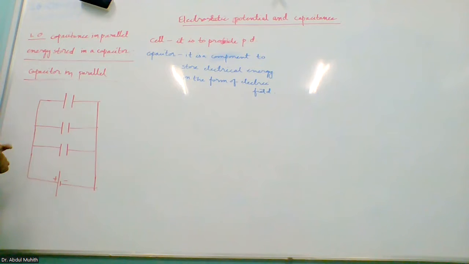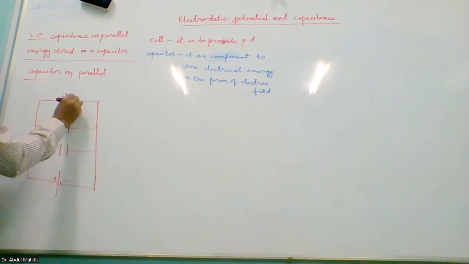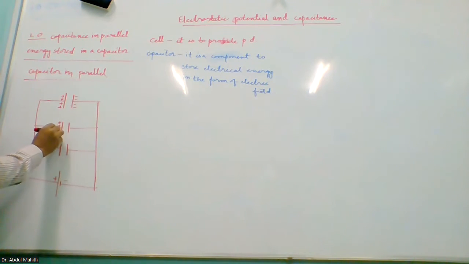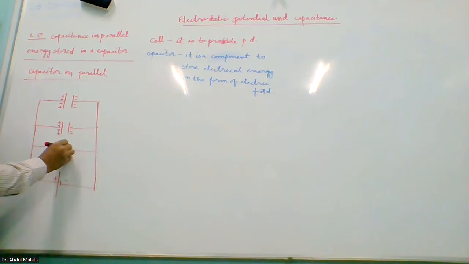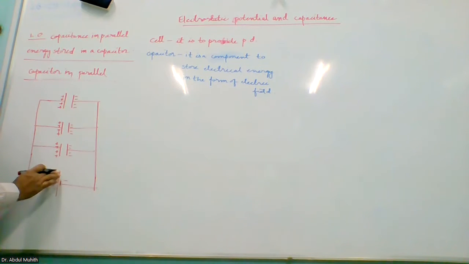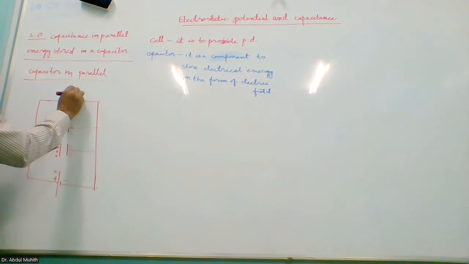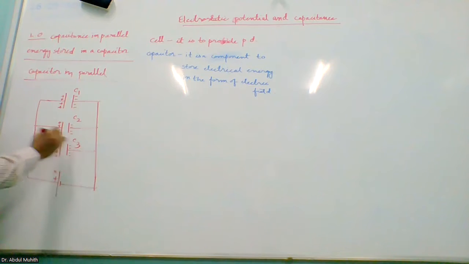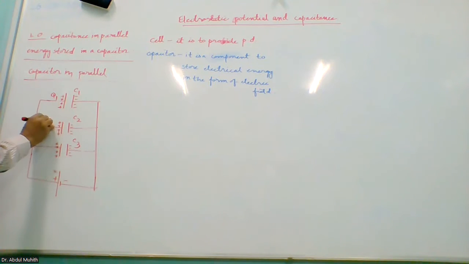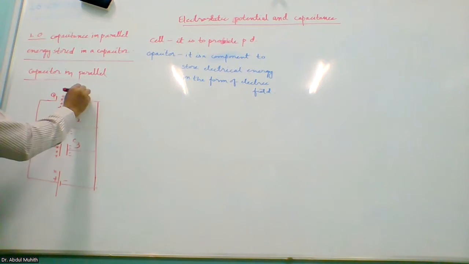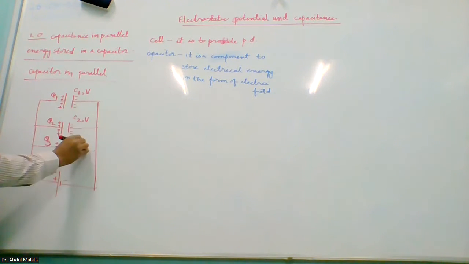So, if you look at this circuit, this is a cell. Let these be C1, C2, C3. The charge here is divided into Q1, Q2, Q3. But the potential difference is the same across all the capacitors.